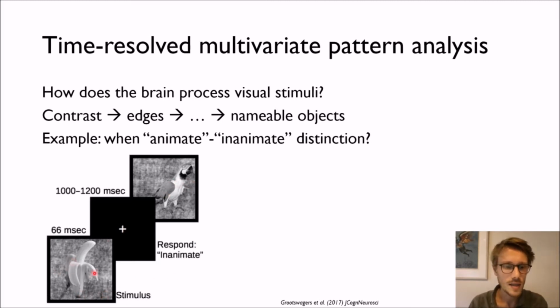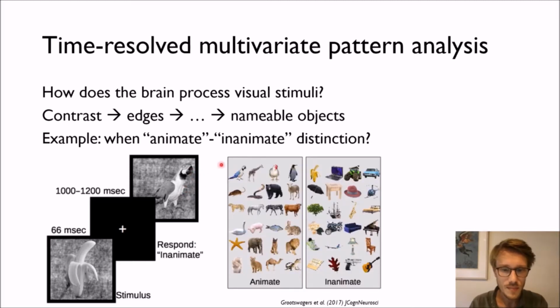And these images were drawn from a collection where you had animate objects and inanimate objects. So these are all different species of animals, and these are all different inanimate objects. So the task is just tell me whether the picture that you saw was animate or inanimate. Now, while the participant is doing this, they are inside the MEG. So the MEG is actually recording the brain signals while participants are doing this task.